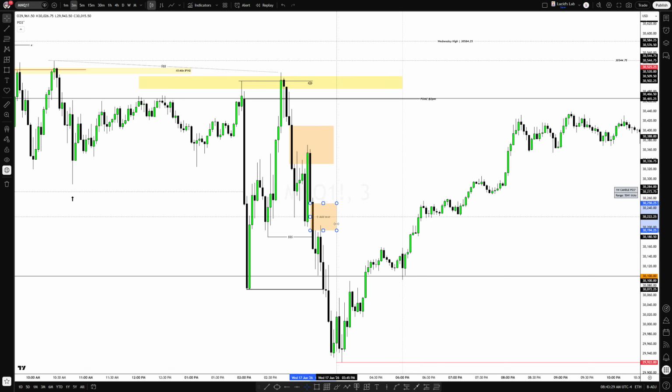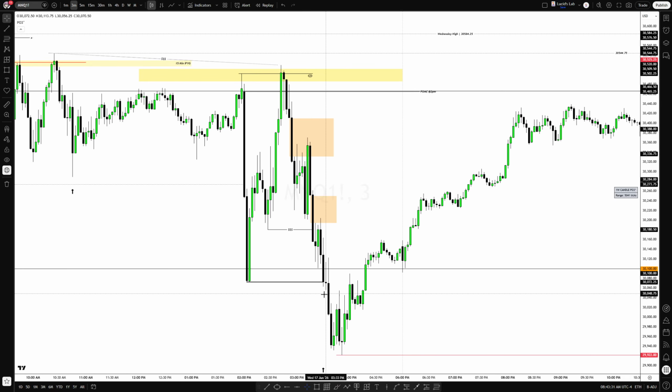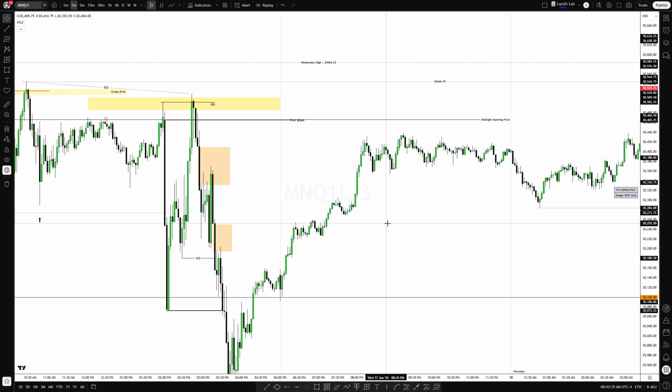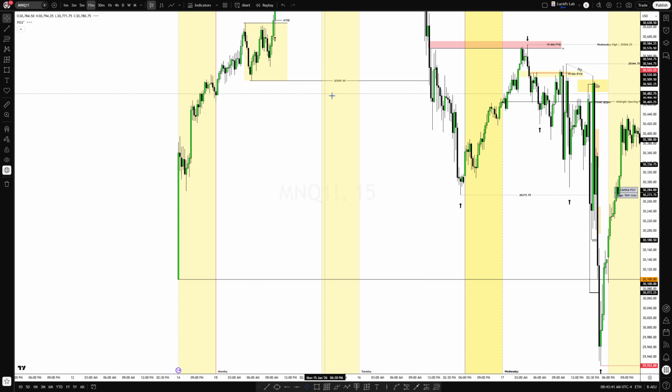And yeah, PA is just lining up, continuing to go lower. We sweep that low, we bottom out here. The market closes, and then we go into the very next session. So just some food for thought.